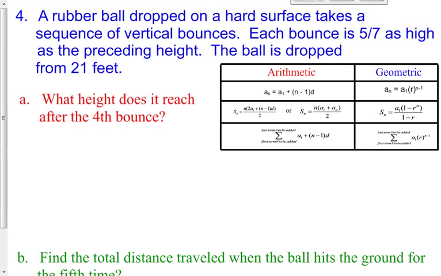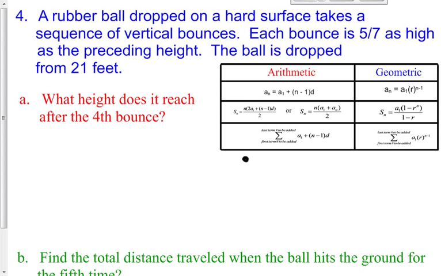Next one. A rubber ball dropped on a hard surface takes a sequence of vertical bounces. Each bounce is 5/7 as high as the preceding height. The ball is dropped from 21 feet. So what height does it reach after the fourth bounce? Let's draw a little picture here, class. Let's see what we're dealing with. This ball is dropped at 21 feet, okay?